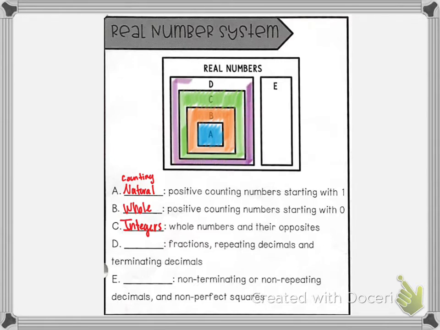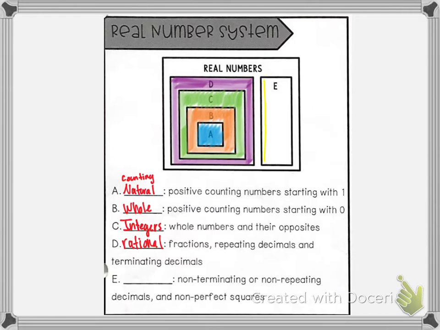For D, let's put that in purple. We can see D is outside of C, so whatever A, B, C are, they are also D, but not everything that's inside of D is going to be A, B, C. D says fractions, repeating decimals, and terminating decimals. Terminating means that they end. Those are going to be rational numbers. Rational numbers. Okay.